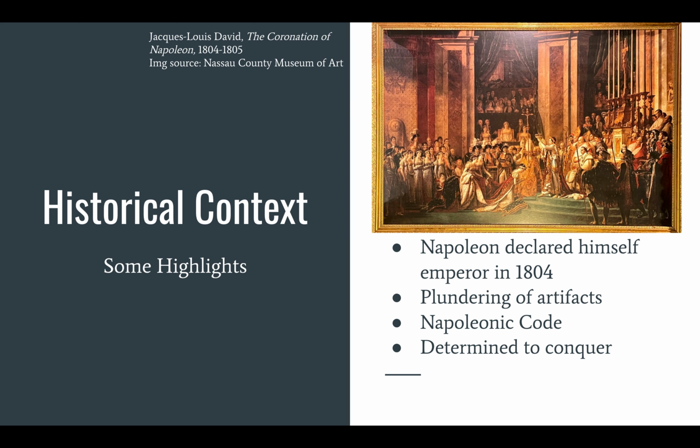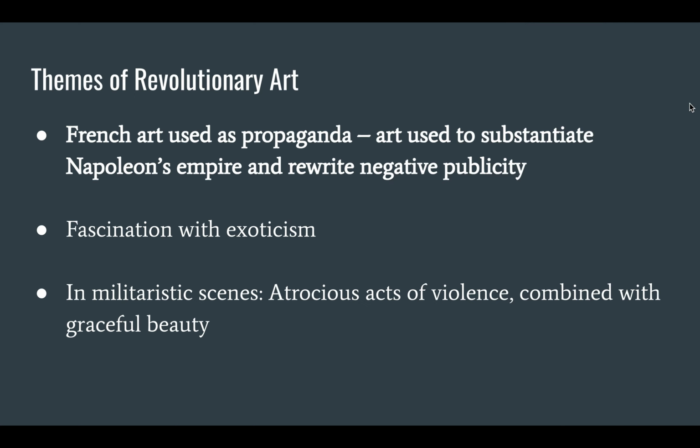And lastly, Napoleon and his empire. Empire is a really key word there because he was really determined to conquer all of Europe, and even bit off a little bit too much for him to chew in Russia, which led to his downfall. But that conquering was a lot of what was depicted, a lot of the Napoleonic Wars, where he's trying to expand his empire. So the historical context, I think, lends itself a lot to the themes of revolutionary art.